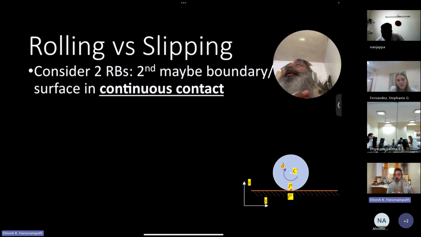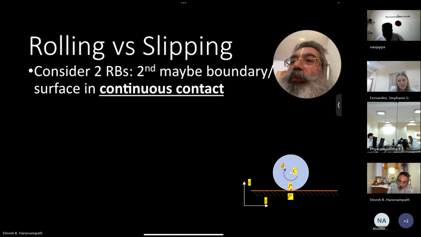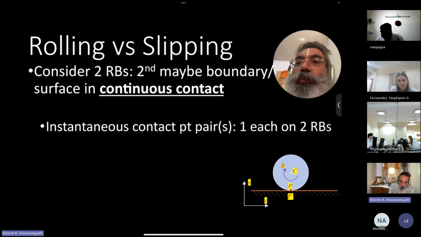Because all of our relations are subjective, we need to essentially have some kind of an anchor, and that anchor happens to be the frame of reference. Okay. And it's important to recognize that we are talking of a continuous contact over here.